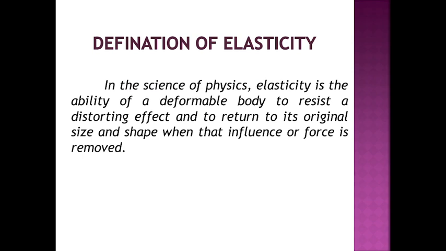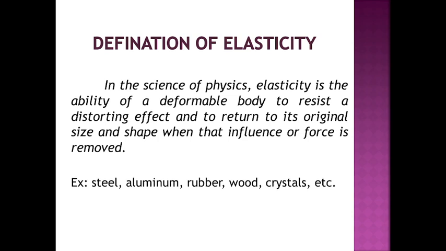So how can we define elasticity? In the science of physics, elasticity is the ability of a deformable body to resist a distorting effect and to return to its original size and shape when that influence or force is removed. It means elasticity is the state of a material which returns to its original size and shape when we remove that force. For example, steel, aluminium, rubber, wood, crystals are some examples of elasticity.